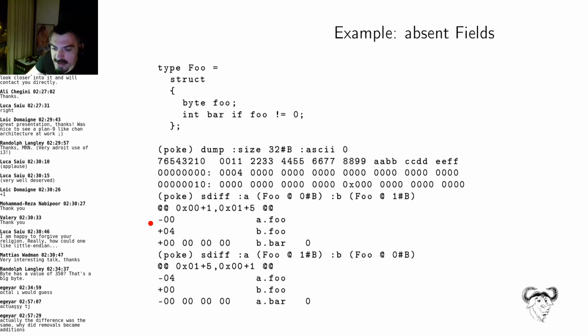Yes, we have a diff in which the first foo byte changes from 0 to 4, and then since it changes from 0 to 4, there is also a bar, which in this case has 4, and the value is 0. And if I do it the other way around, foo goes from 4 to 0, and then I don't have a bar anymore, and that is denoted with the removal here.